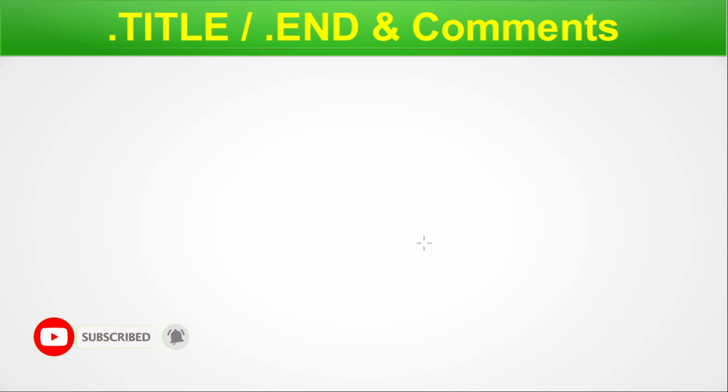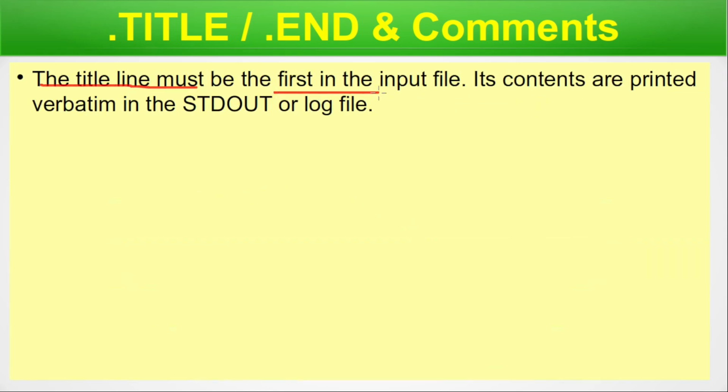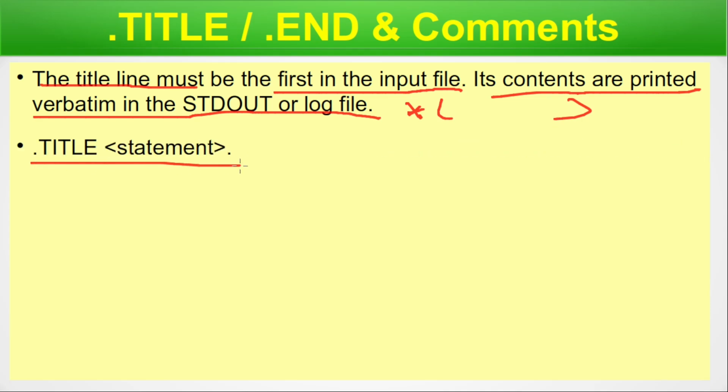Now in this slide, we will talk about the title and end as well as the comments. And this we will do in this slide as well as in the next slide. So let us start. The title line must be the first line in the input file. Its contents are printed verbatim in the stdout log file. So this line starts with the star, right? And whatever is after the star is printed as is in the log file as well as on the screen, that means the output terminal. So it could be done using the dot title statement also.